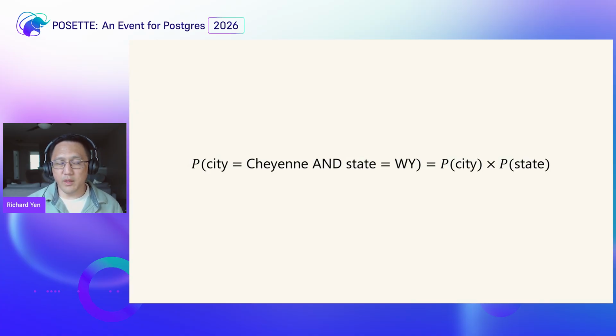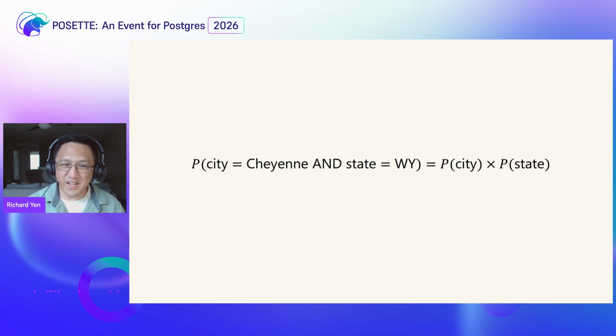Now, we know that in statistics that might actually work, but when they're actually correlated, that doesn't work, because everybody who grew up in America knows that the only city in America called Cheyenne actually happens to be in Wyoming. So when you select for Cheyenne, you're pretty much selecting for Wyoming.